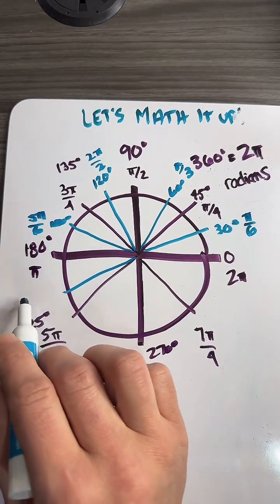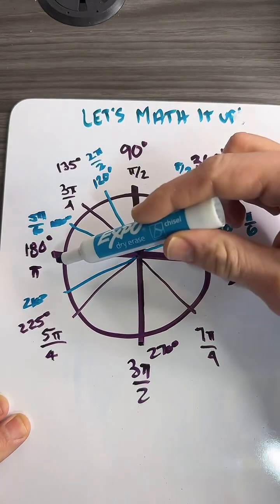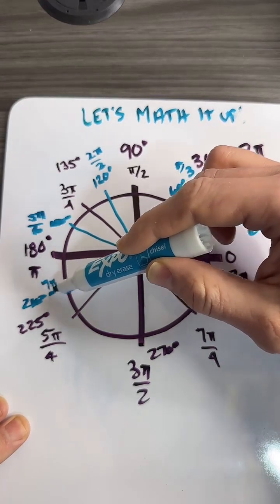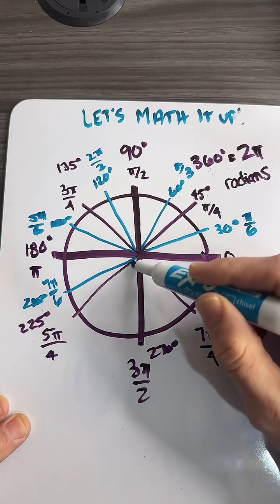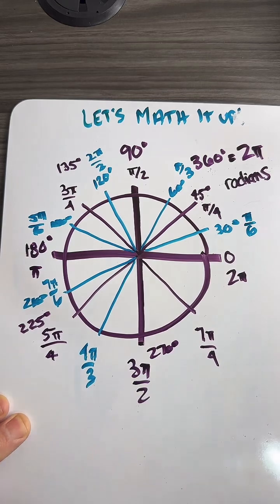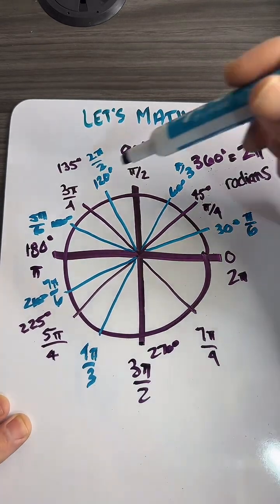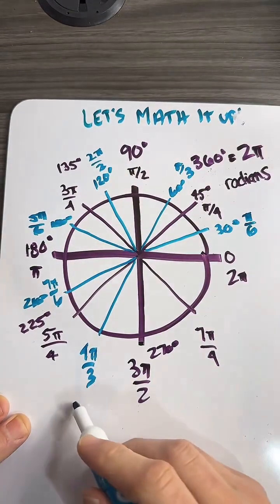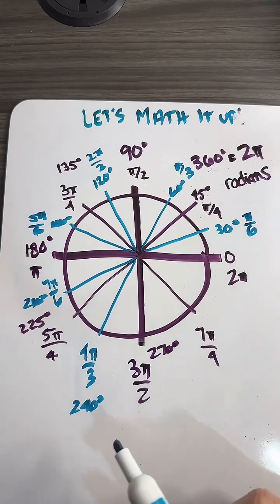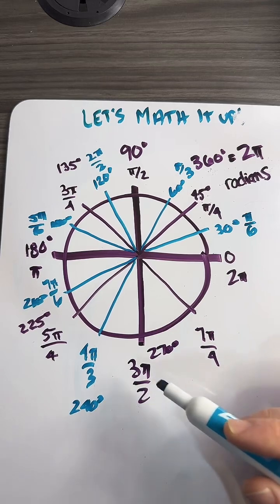This is 180, so this is 210 degrees. We've got 6 pi over 6, and this one's going to be 7 pi over 6. Then this one right here is going to be 8 pi over 6, 4 pi over 3 if I reduce. Then for 240, I'm going to add 30 to the 210. And again, we've got 270. The pattern goes. So I've got 8 pi over 6, 9 pi over 6, which is 3 pi over 2, back at 270.